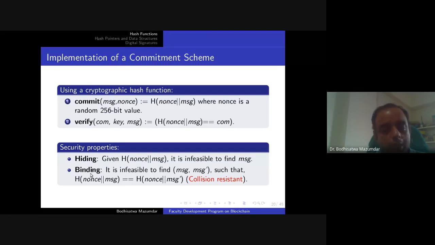Then you have the binding. Binding means that when you use the same hash function for two different messages, even when you append those two messages with a large 256 bit value, the output of the hash should not be the same for two different messages. The hash should not produce the same output. So this is called the collision resistant property.